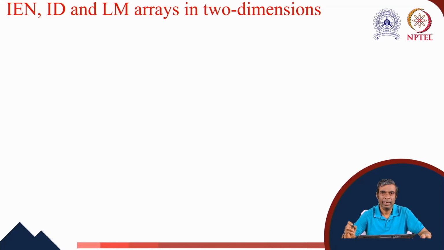Now, we shall illustrate the construction of ID and LM arrays in two dimensions. We shall consider two problems. The first problem will be related to the heat conduction problem, where we have only a single degree of freedom, or this is an SDOF problem. Next, we consider a multiple degrees of freedom problem in two dimensions. For example, we shall consider the construction of ID and LM arrays for the Navier-Stokes equations of motion in two dimensions. So, we begin with the SDOF case, considering the Poisson equation of heat conduction in two dimensions.